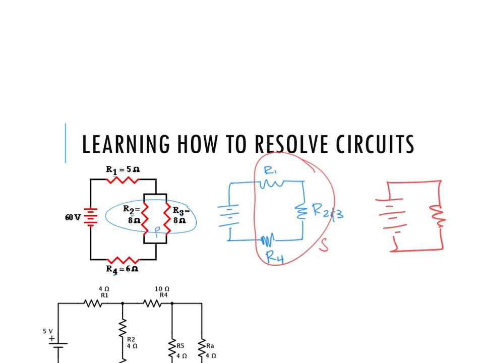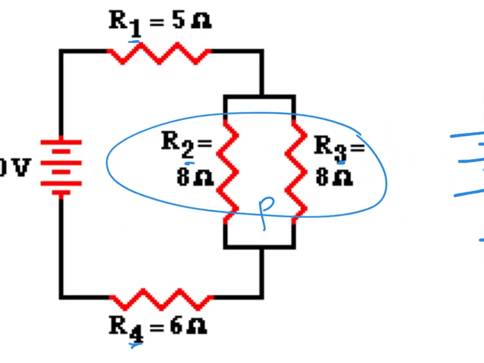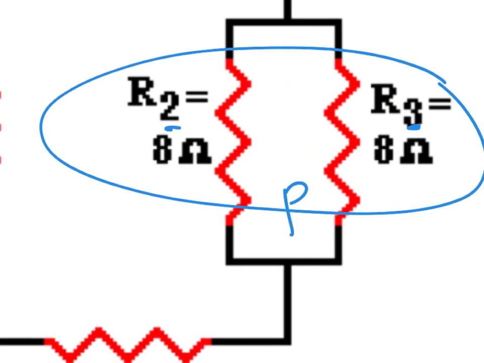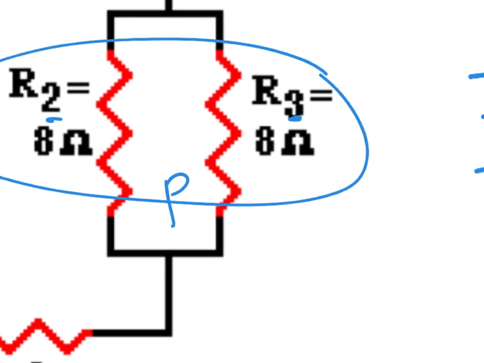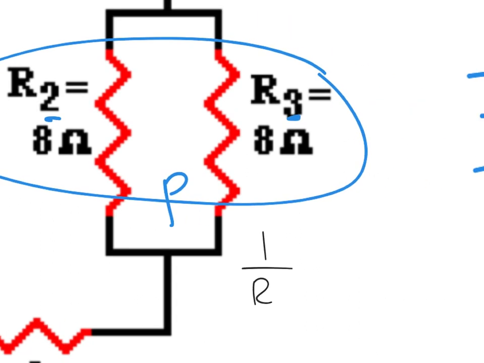Now we can actually solve for the equivalent resistance. Our 2 and 3 were in parallel, so look at the board. My equation for parallel says 1 over the equivalent resistance equals 1 over resistor 2, which is 8 ohms, plus 1 over resistor 3, which is 8 ohms.